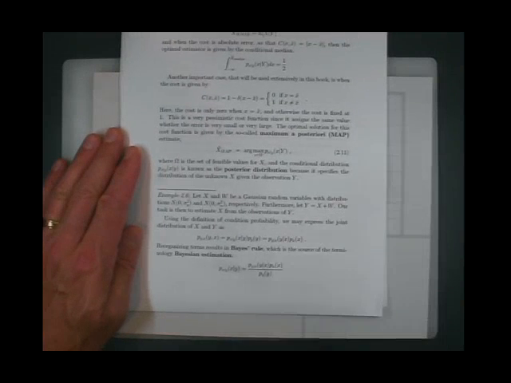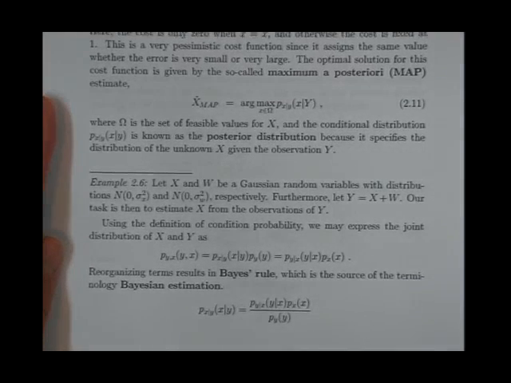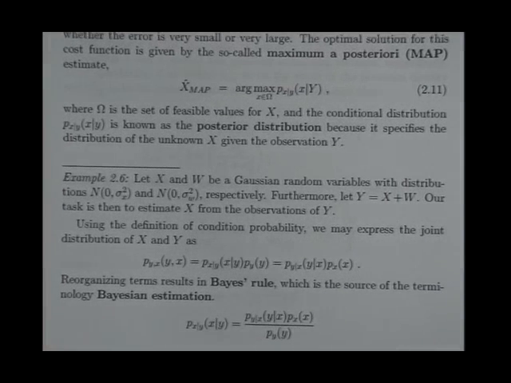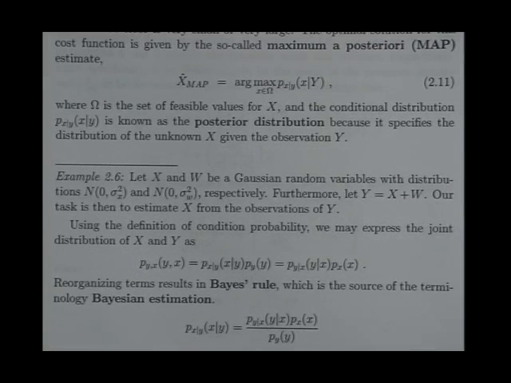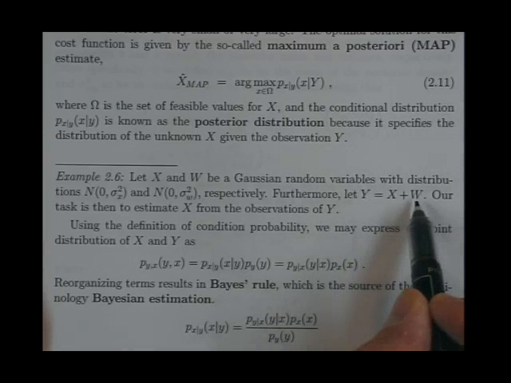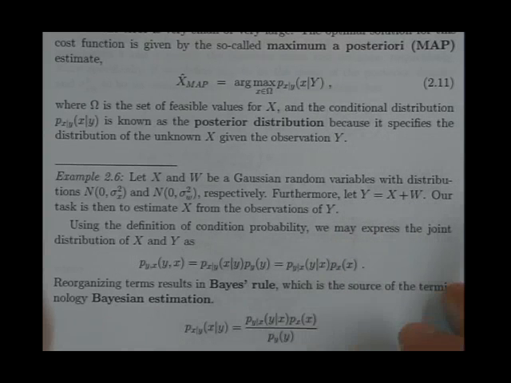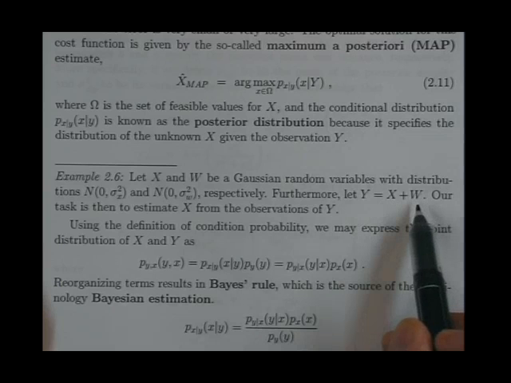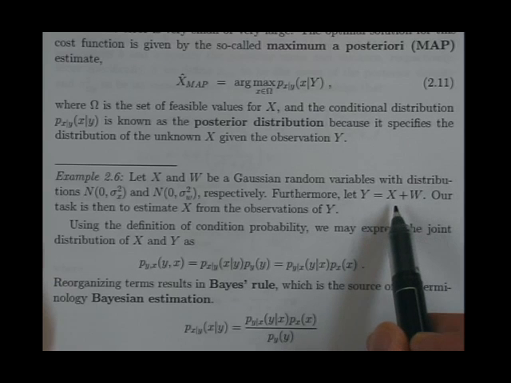You have x. X is the unknown, y is the observation, and a simple model is that y is given by x plus some white noise. And these are all random variables. X is Gaussian, and W is an independent Gaussian, and the mean of W is 0, and the variance is sigma squared of W, and the variance of X is sigma squared of X, and its mean is 0.